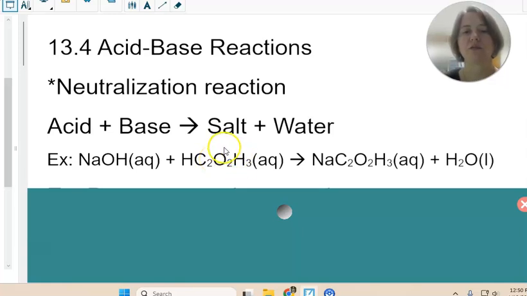You'll have to remember how to recognize them. The acids have hydrogens, and we have memorized them, and then the bases often have hydroxides. So we take the back end of the acid, the anion, C2O2H3. Also, you know C2H3O2. It doesn't really matter how we write it. And then the metal or the cation from the base, right there.